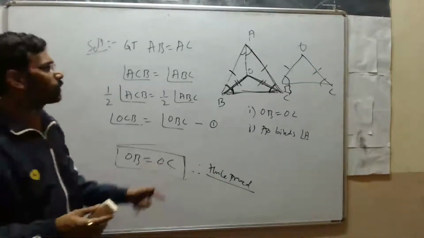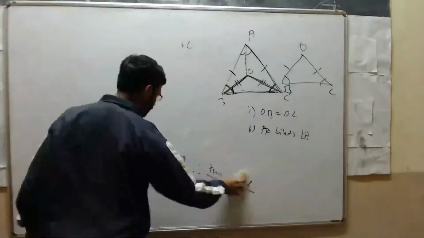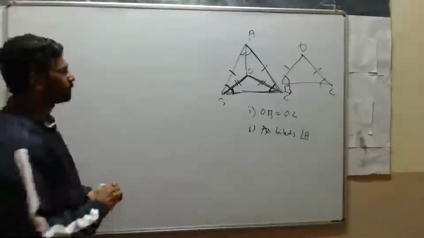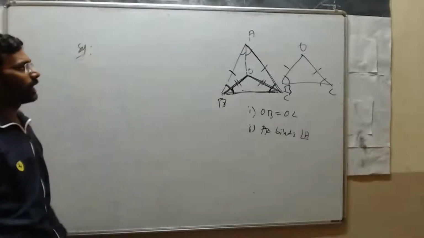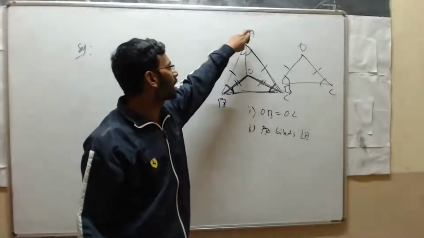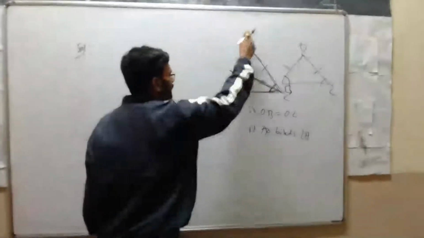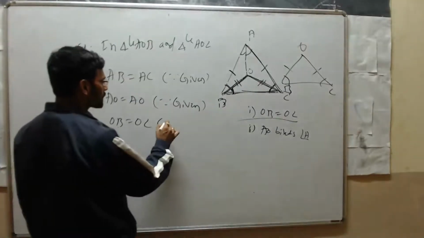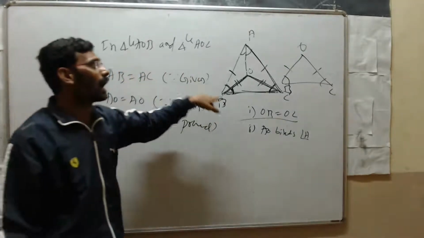Okay, indirectly, what we have to prove. Second one, solution. We have to prove AO bisects angle A, which means this angle equals this angle. Both the triangles, ABO and ACO, have AO equal because it is proved. In triangle AOB and triangle OAC all sides are equal.